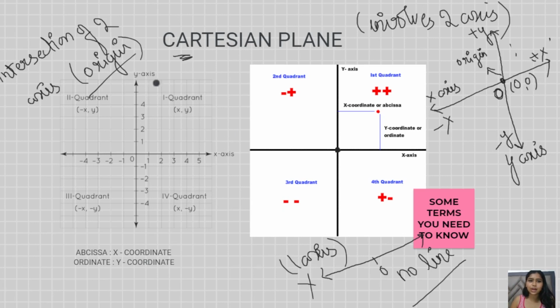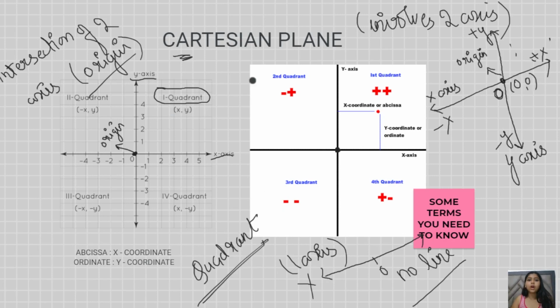For example, this is a Cartesian plane. This is the origin point where the two lines intersect. So what do we call it? We call it the origin. This is the x-axis, this is the y-axis. Now this is the Cartesian plane, where the two axes meet each other. The area between these lines is known as the quadrant. What do we call this area? We call it a quadrant.